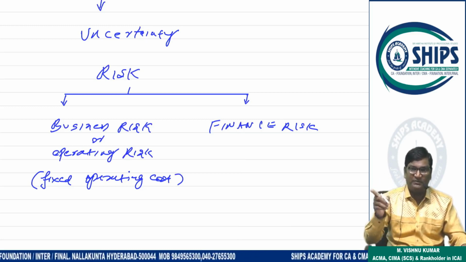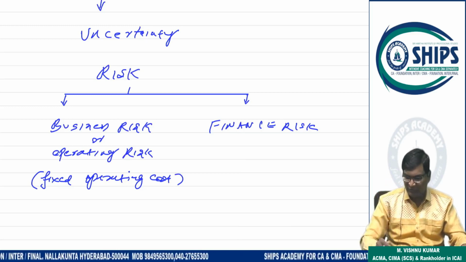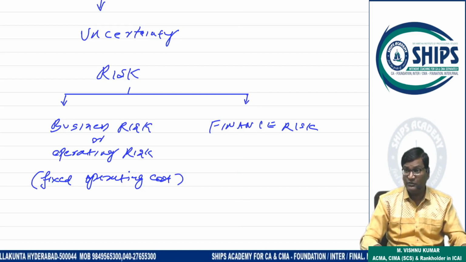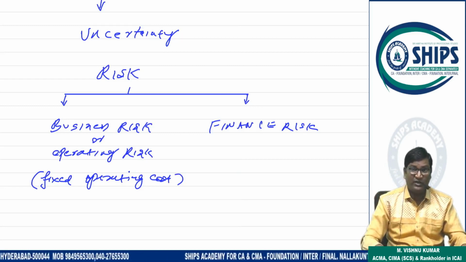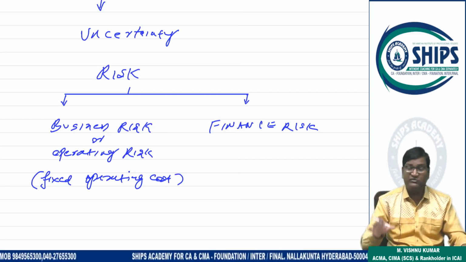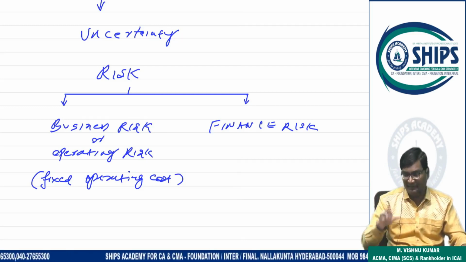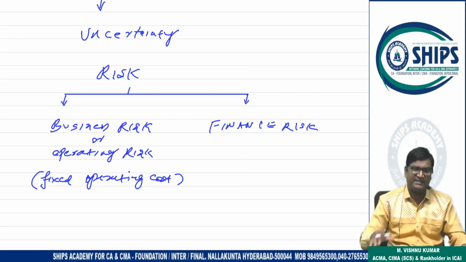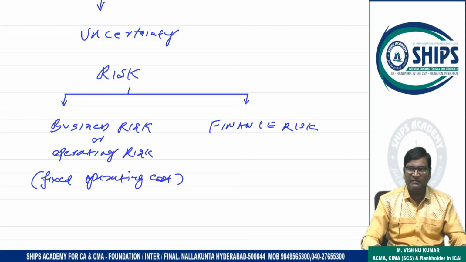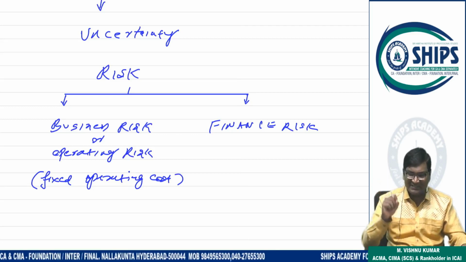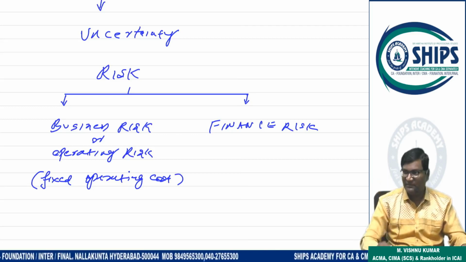So fixed operating cost means even if there is no productivity, the company has to incur it. It is called fixed operating cost. But variable cost will be incurred only when there is demand, production, sale. Otherwise, variable cost is not incurred. So between variable cost and fixed cost, where there is a risk, it is fixed cost only.